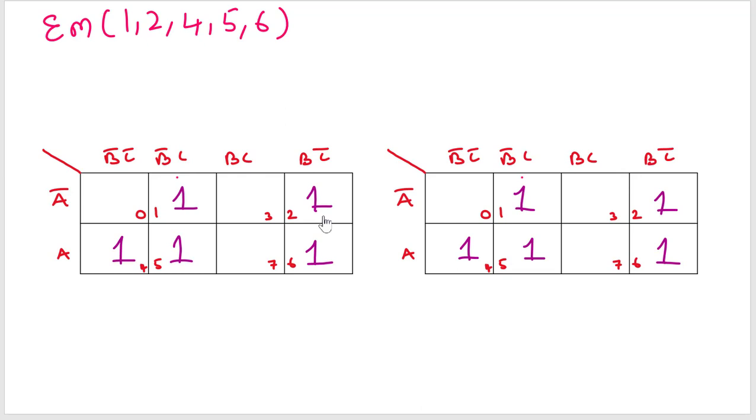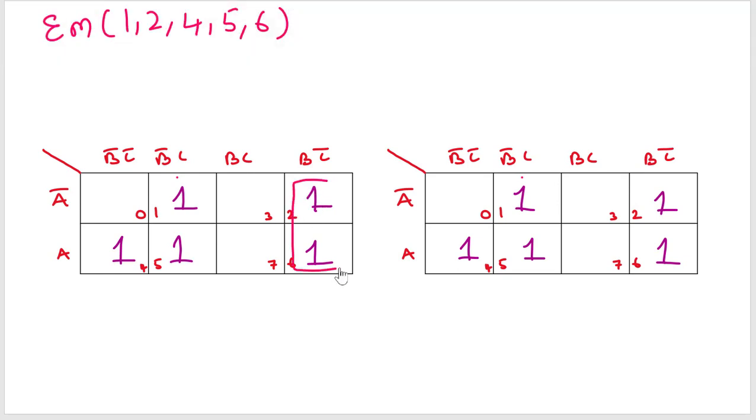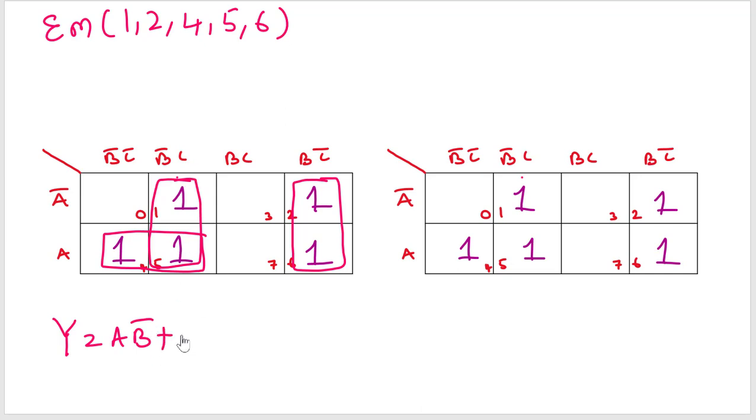Octet is not possible, quad also not possible. We have a possibility for the pair. We'll see how to form the pairs. So these two ones can form a pair, and these two ones can form a pair, and these two ones can form a pair. So if you write the output expression Y, for this pair A of B bar, for this pair B bar C, for this pair BC bar. So this is one output expression.